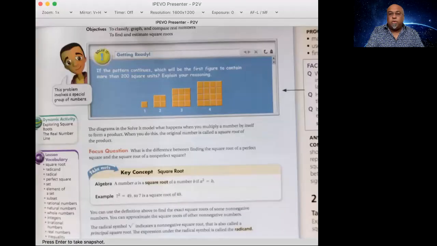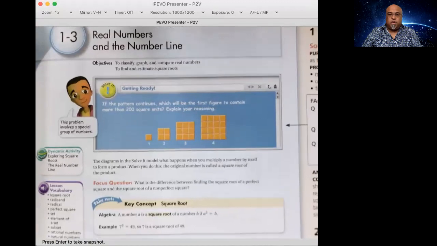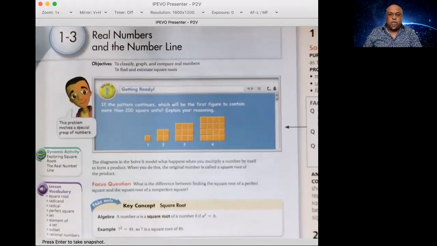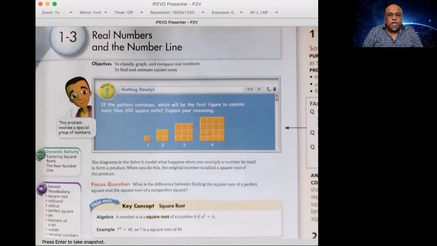Now, lesson 1.3 is on page 19, and this is what you should be seeing if you have your book open to page 19. Real numbers and the number line. Okay, objectives: to classify, graph, and compare real numbers and to find and estimate square roots.